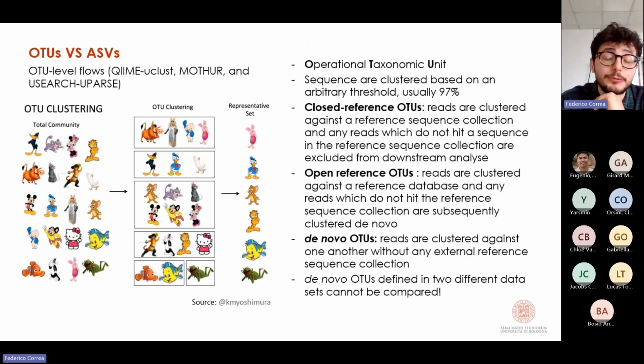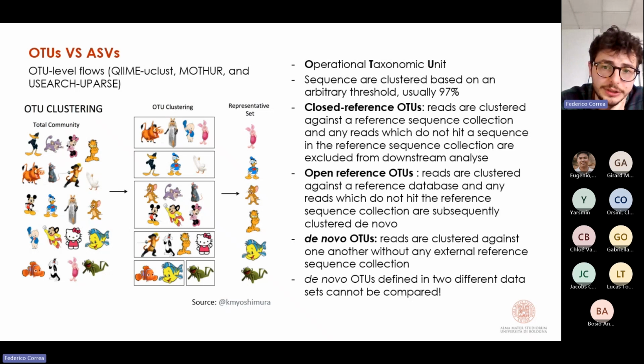When you want to obtain OTUs, you start from your community, you cluster sequences based on the similarity, and then for each cluster you select a sequence that is representative of this cluster. For the most part, people use closed reference OTUs. This means that you have a dataset with the taxonomic information that you can use to assign the taxonomy to the OTU. And the sequences that do not match this reference will be discarded.